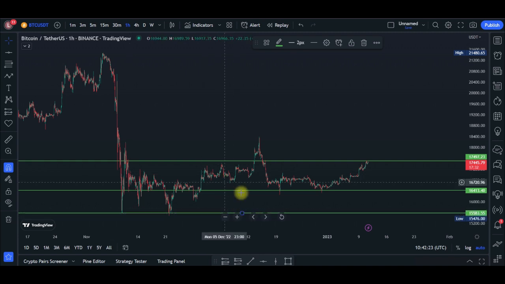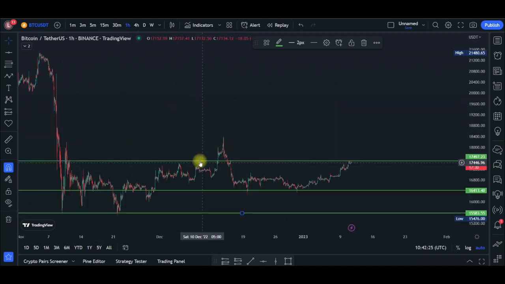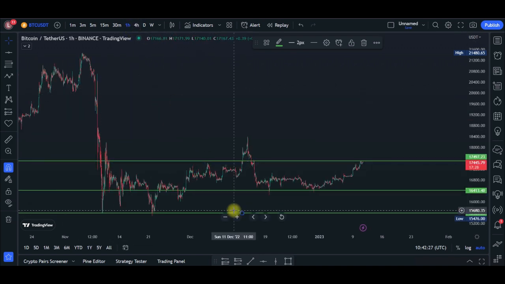So though these are not major support, because when you talk about major support, if you look at the daily time frame, you can go as low as 13 and below. But this is where the price has currently moved, or where the price has tested. You see here that the price moved down, tested this level, went up again.